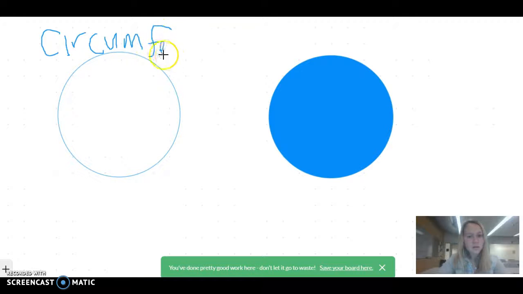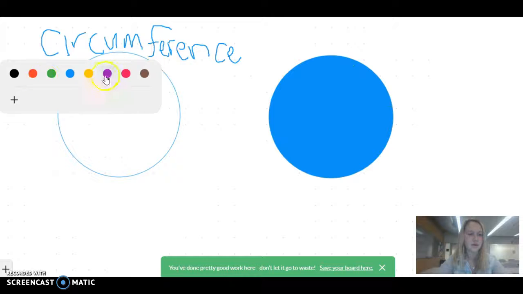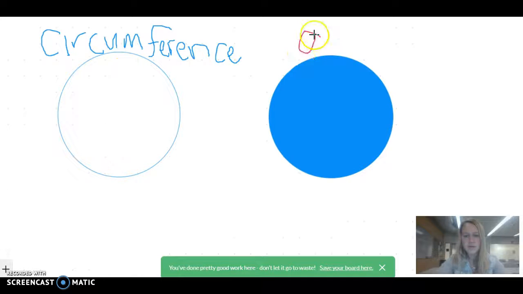Again, sorry for the bad handwriting. I have to do this with my mouse. And the filled in circle over here, I'll put that in a different color. We'll put this in pink because pink is pretty. We'll say that this is the area of our circle.